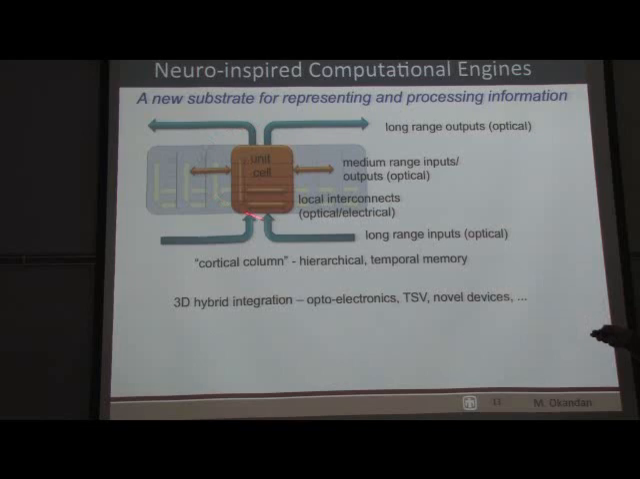Where some of the ideas for the structure are coming from is the cortical column, the micro column, macro column ideas, and the hierarchical temporal memory that's been talked about in the literature for quite some time. Jeff Hawkins and several other researchers and authors in this area have talked about how a structure like this and that sparse spatial-temporal representation is at the core of being able to do cortex-like or brain-like functions. And what we expect is going to be needed is 3D hybrid integration on the optoelectronics through silicon vias and novel devices to be able to build a system like this.